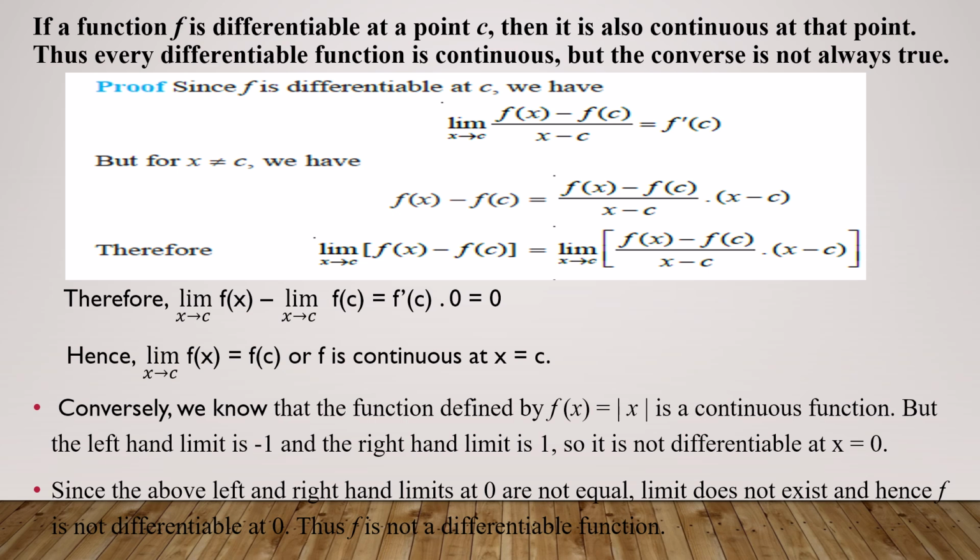So f is continuous at x equal to c. We have shown that limit x tends to c, f(x) is equal to f(c). So f is continuous at x equal to c. Hence every differentiable function is continuous at x equal to c.